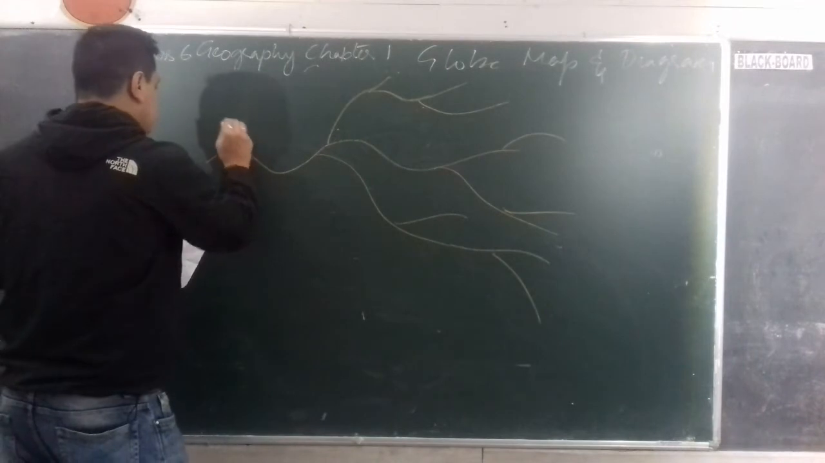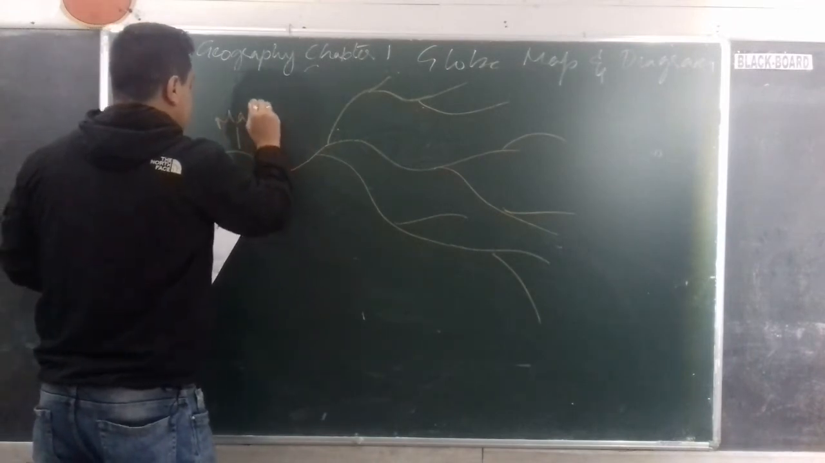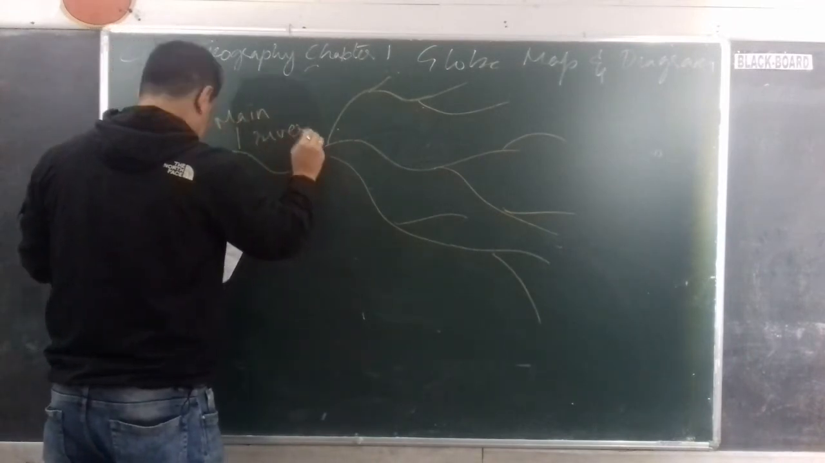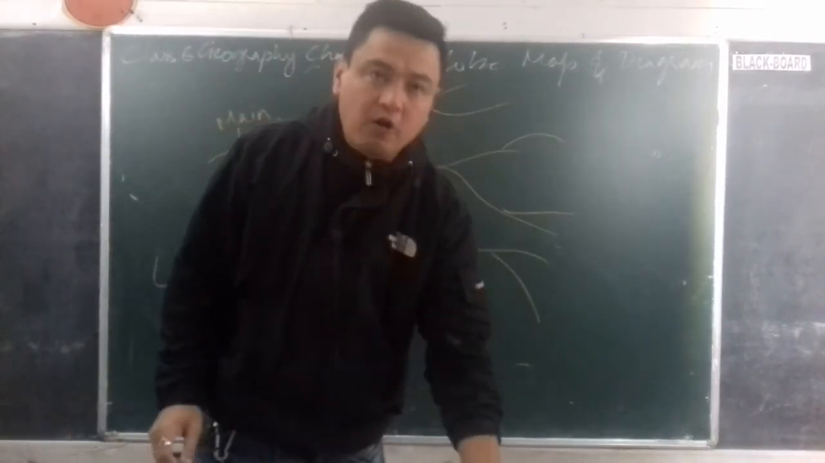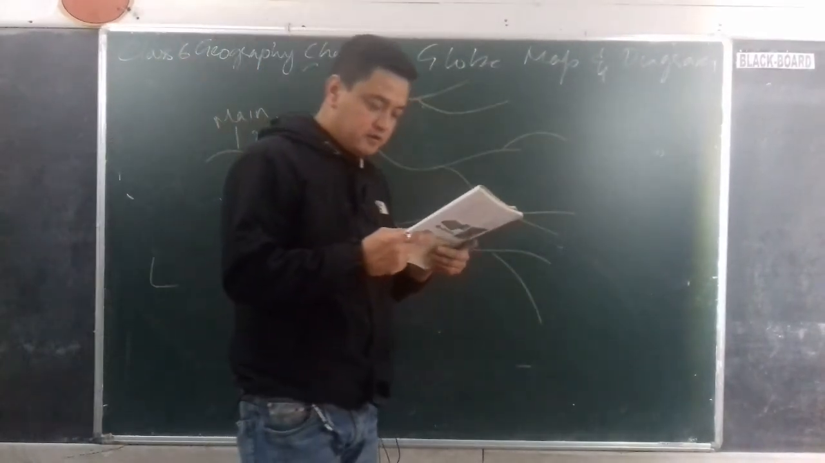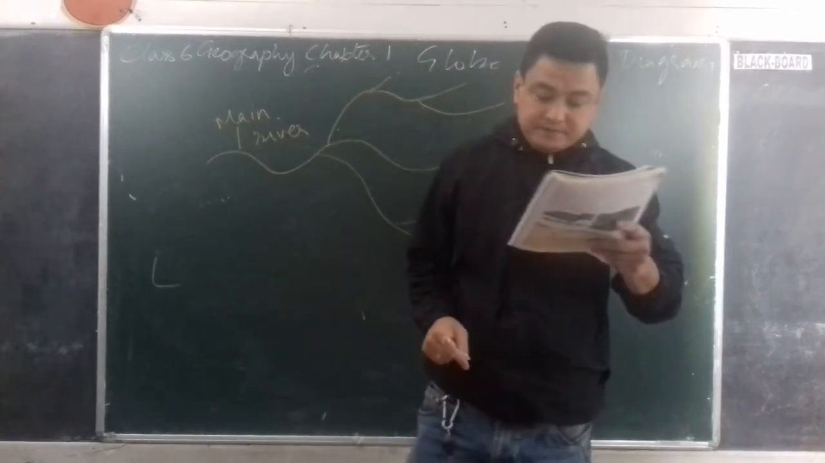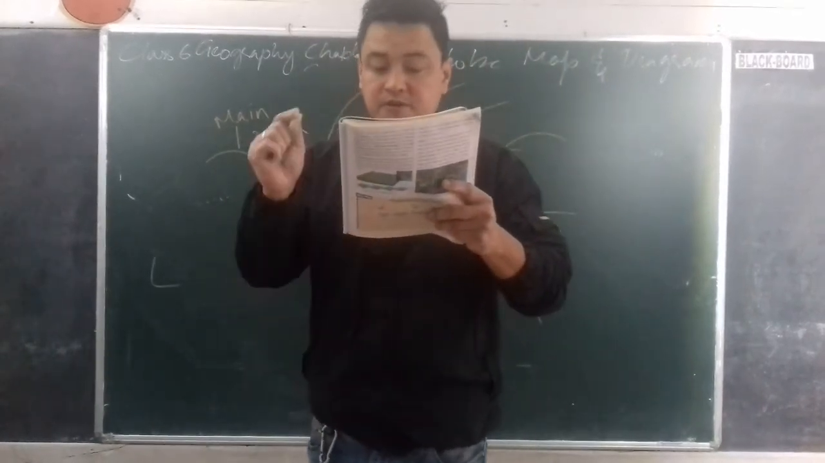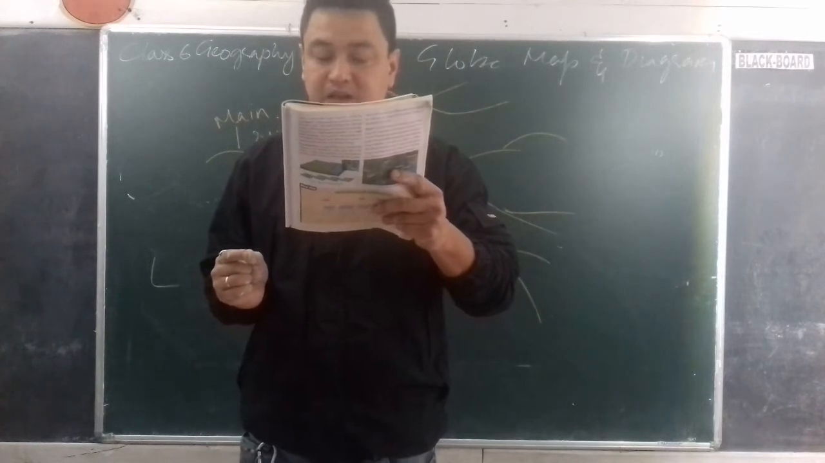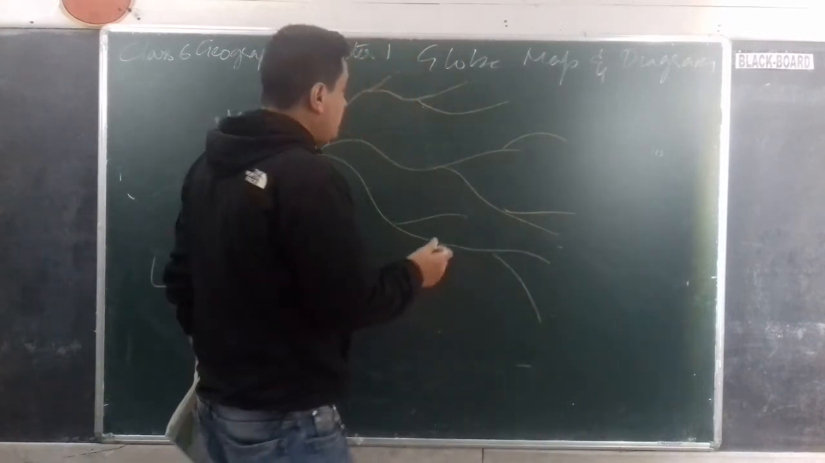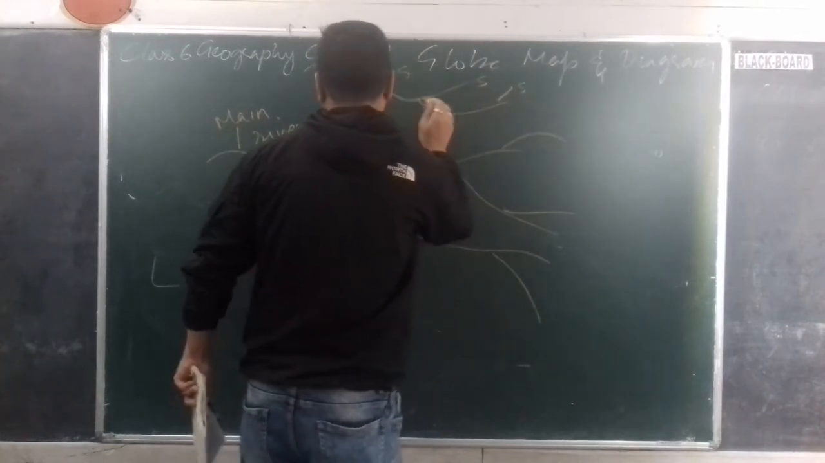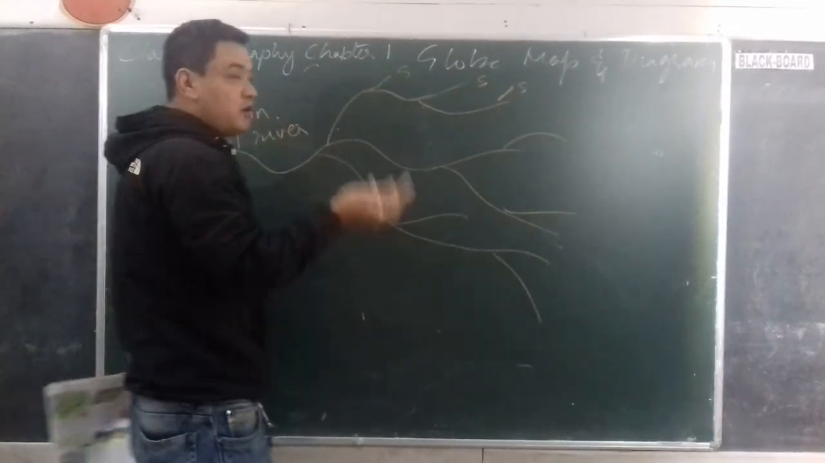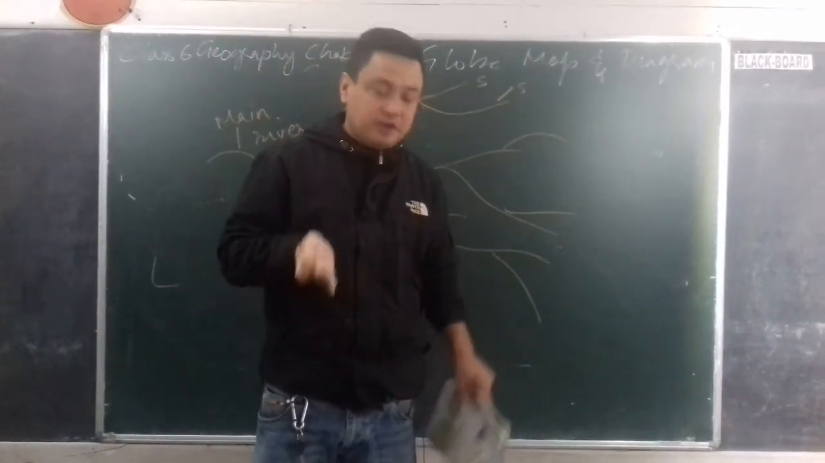Now let's take for example, this is the main river. These are smaller rivers. Tributaries are streams or rivers that flow into a larger mainstream of a river. So whenever we are talking about tributaries, these small rivers that join the main river are called a tributary. That is the simple meaning of that.